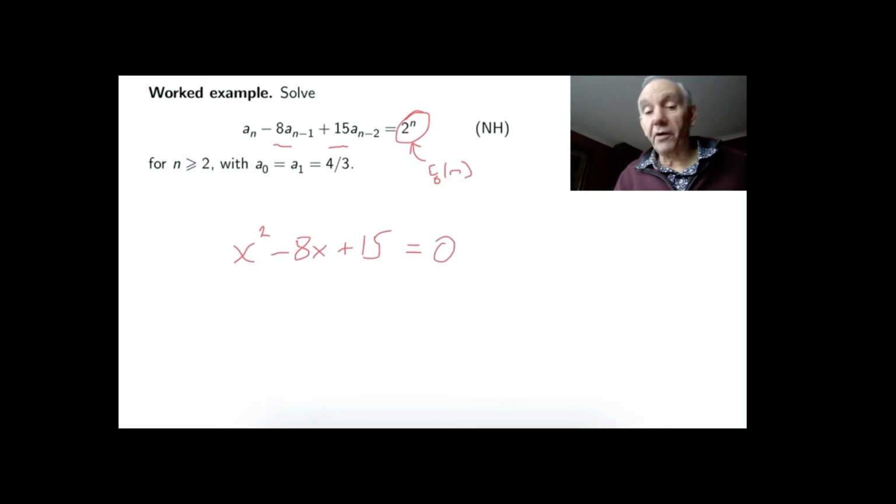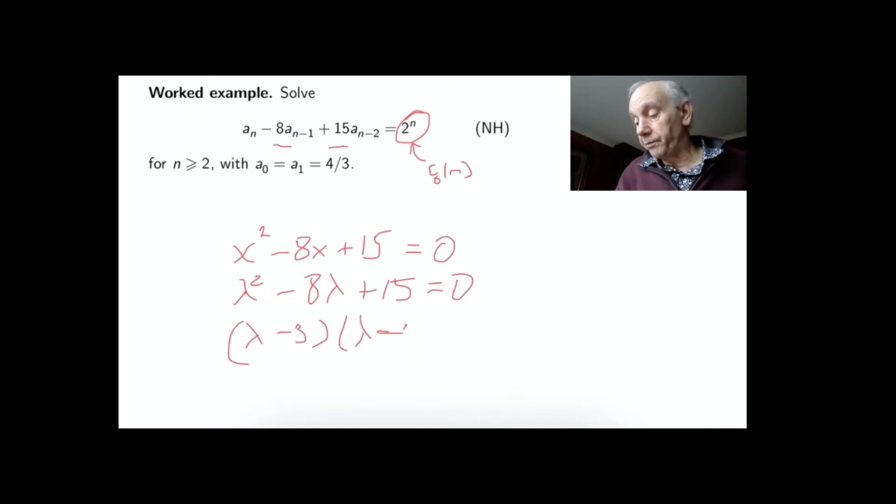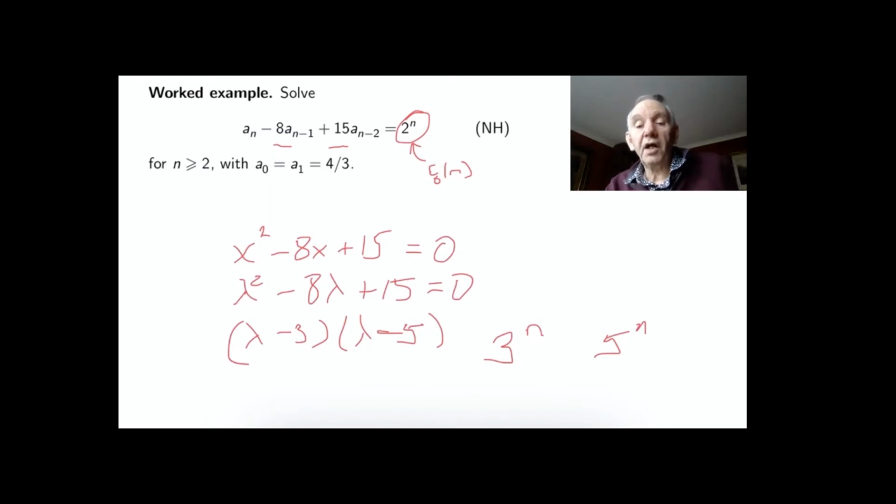This is equal to 0, or sometimes I use lambda. I think in the notes I use lambda. Same difference, of course. That quadratic equation, you can spot its roots because it factorizes into lambda minus 3 times lambda minus 5. So the roots are 3 and 5. That tells us that our independent solutions are 3 to the n and 5 to the n. Okay, and 2 to the n is not, therefore, a solution of the homogeneous equation.